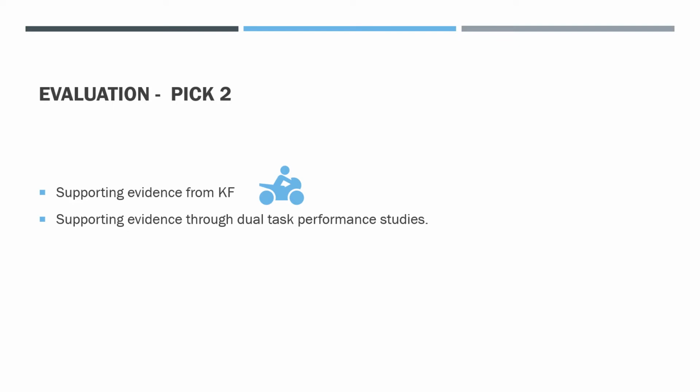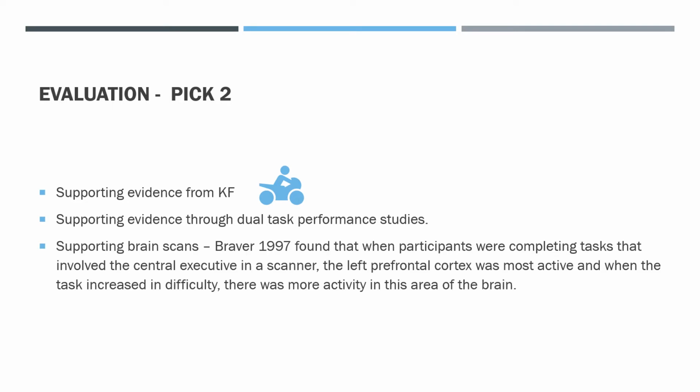You could also go for supporting evidence through dual task performance studies. So the dual task performance by Baddeley we did last lesson, you should be able to use that as supporting evidence because it shows that different stores can only maintain one activity at a time fully. And then the third one you could choose is supporting brain scans, because Braver found that when participants were completing tasks that involved the central executive in a scanner, the left prefrontal cortex was the most active. And when the task increased in difficulty, there was much more activity in this area.